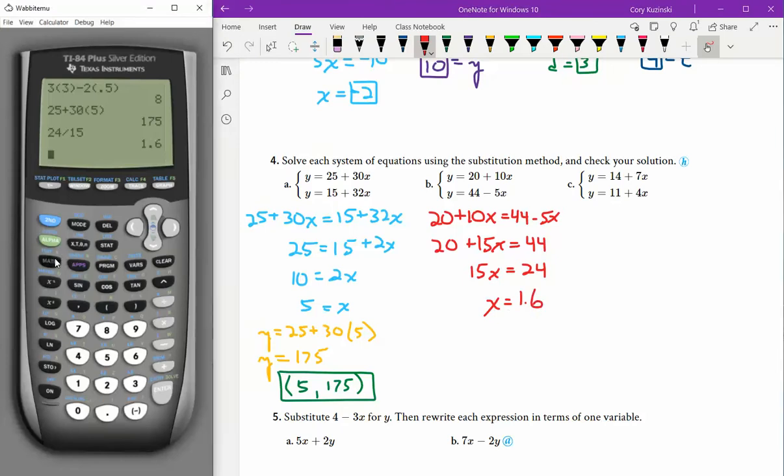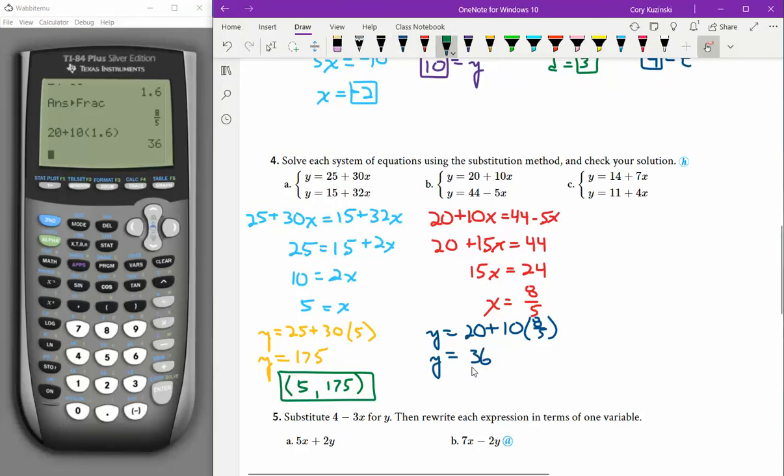I mean, we could leave it as a fraction, which would be 8/5. Yeah, let's do that actually. Let's go with 8/5. Now we've got to get the y value, so let's go y equals 20 plus 10 times 8/5. We can just put that into the calculator. 20 plus 10 times 8/5, or 1.6. Really doesn't matter what we put in there. And that's 36.